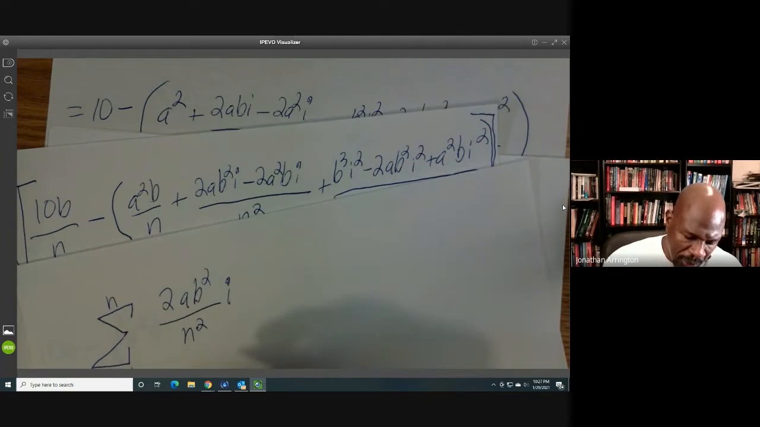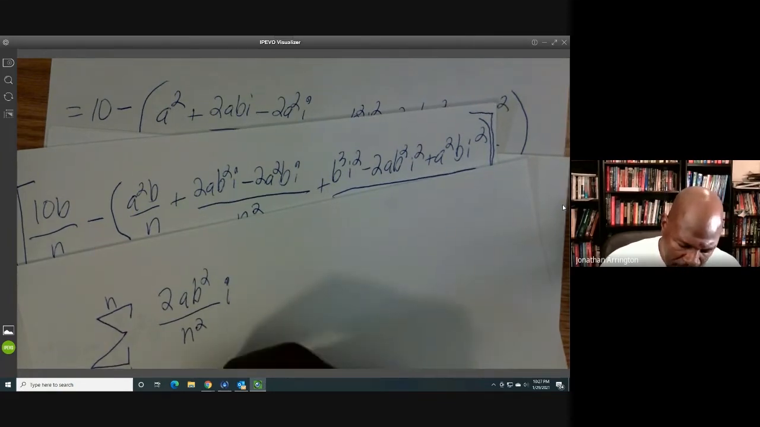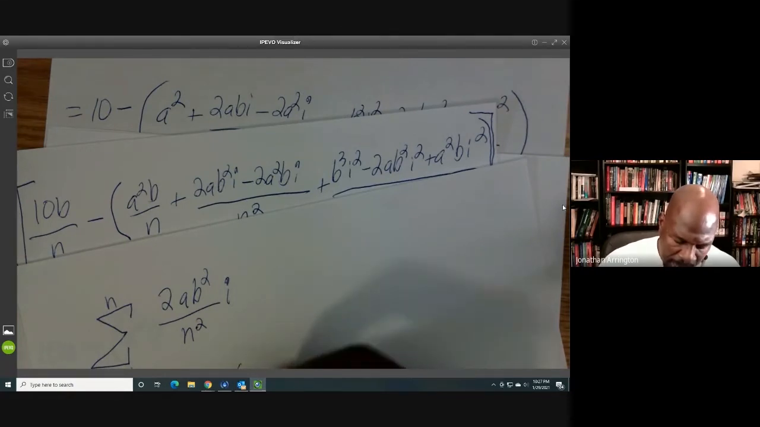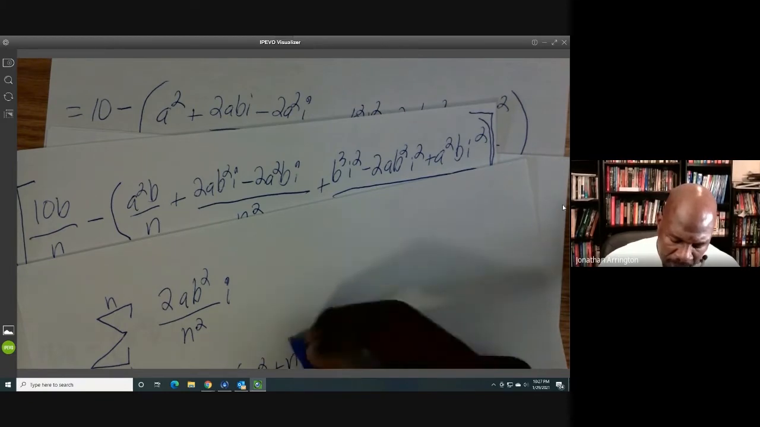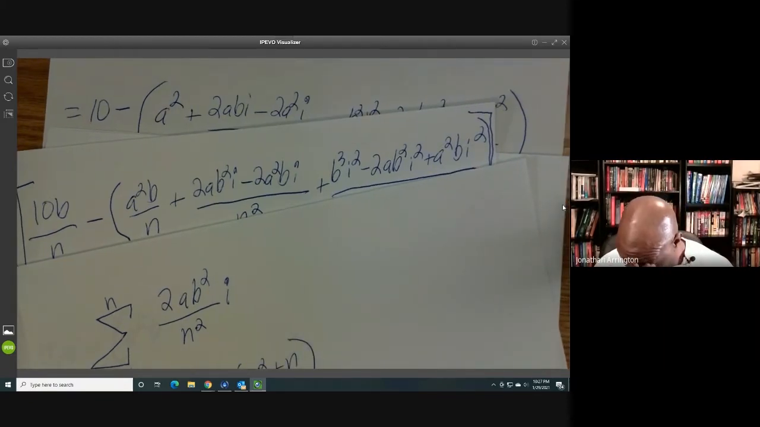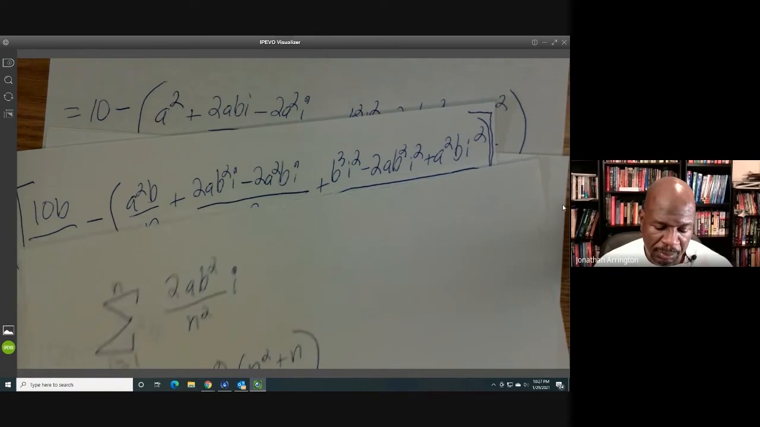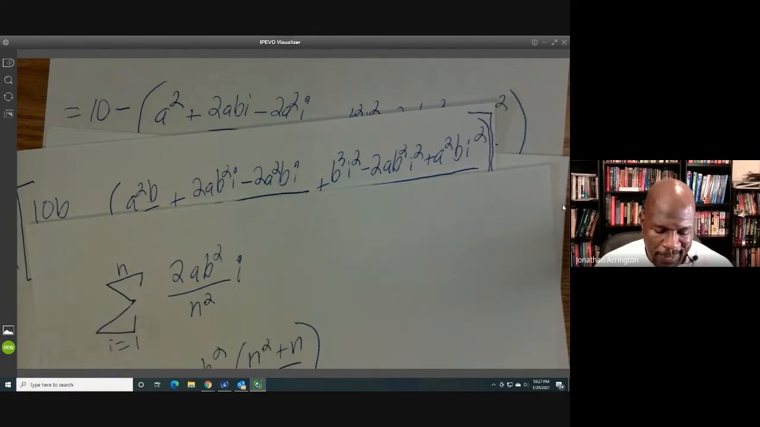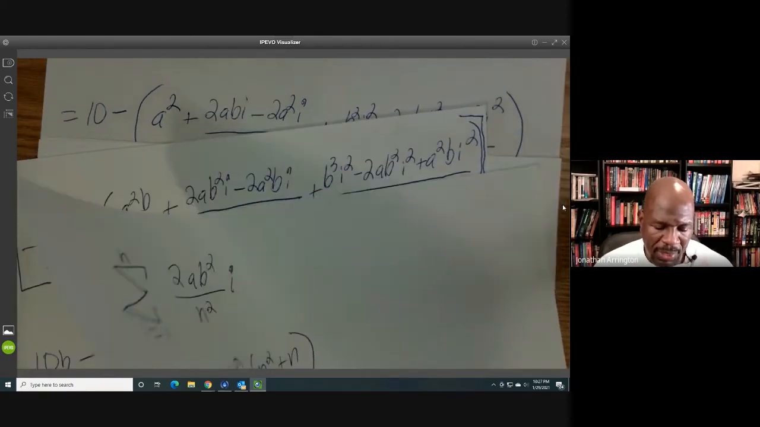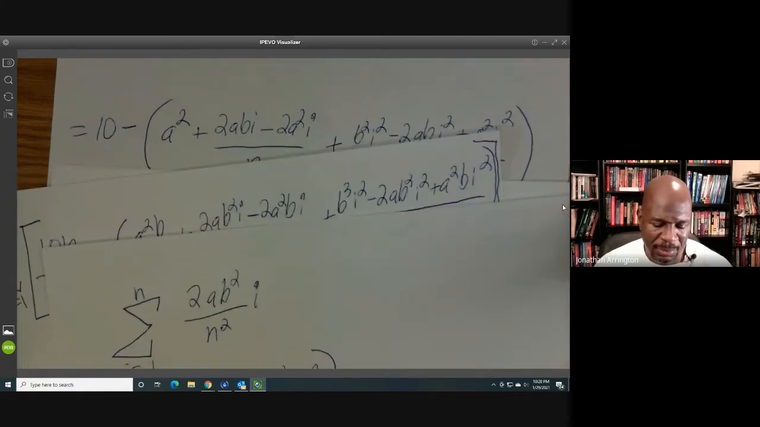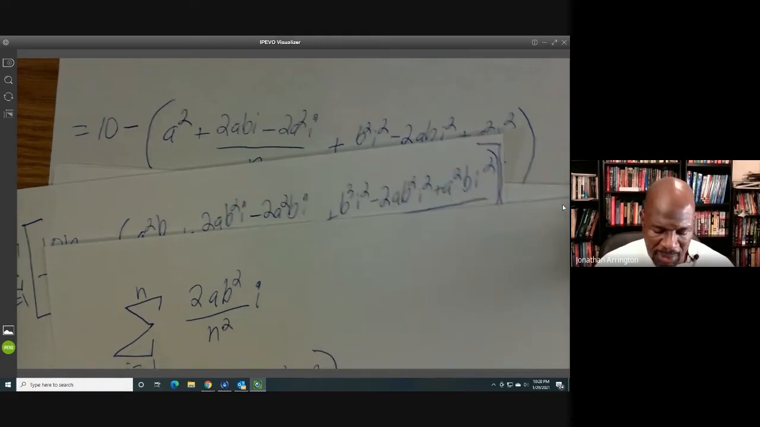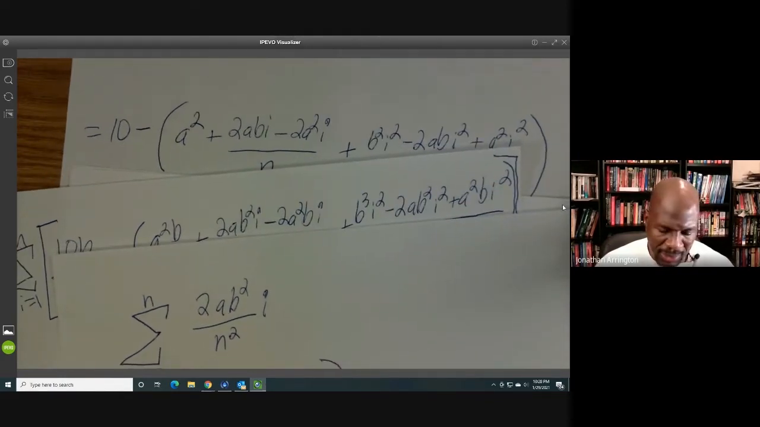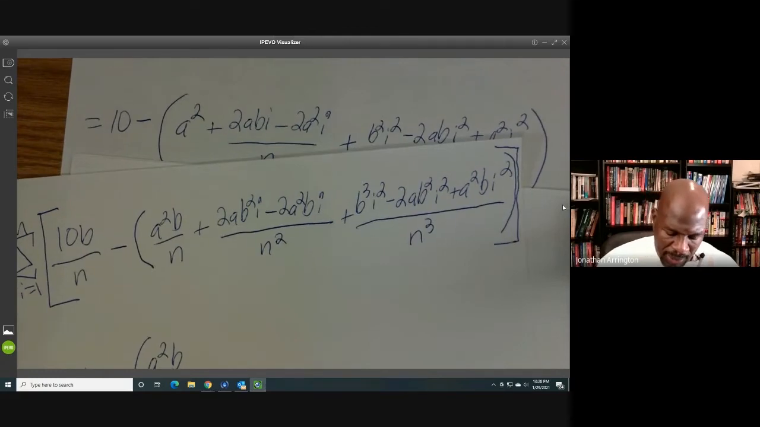And this is going to turn to 2ab squared over n squared times n squared plus n over 2. I'm going to leave that like that, because when I take the limit as n goes to infinity, that's going to be pretty easy to maneuver. So I actually can leave this like this. So let me write this next.